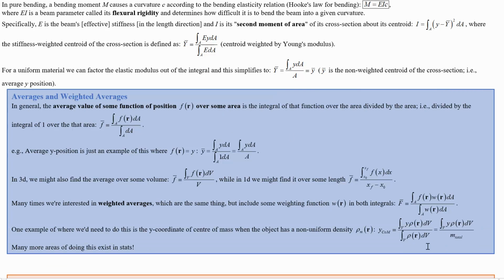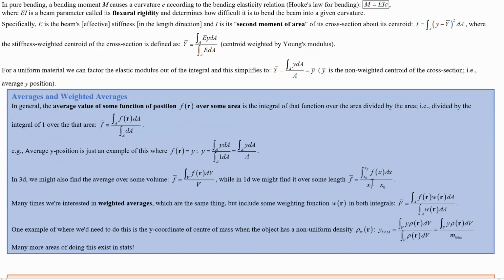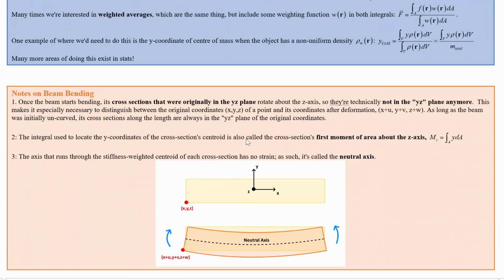Another example of where you would use this is with density. You take a weighted average position where the weight is the density function in order to find the location of the center of mass. If you think back to this steel and wood example, steel is also much denser than wood. So the center of mass of a beam that has like half steel and half wood is going to be way in the steel part, and the way you would calculate exactly where is by doing a weighted average by density.